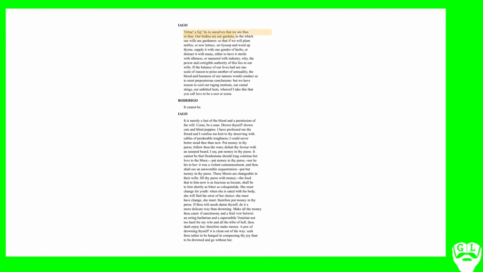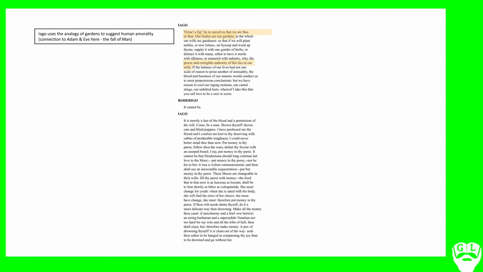Iago comments how "virtue is a fig, 'tis in ourselves that we are thus or thus, our bodies are our gardens." Iago uses the analogy of gardens to suggest a kind of human amorality. Humans are as good as gardens. What grows in them will prosper, and what isn't looked after rots. There's also a connection here to the biblical tale of Adam and Eve, the fall of man. Our bodies are our gardens. There's no great divine intervention here. It's simply we are what we are, and we choose to be.